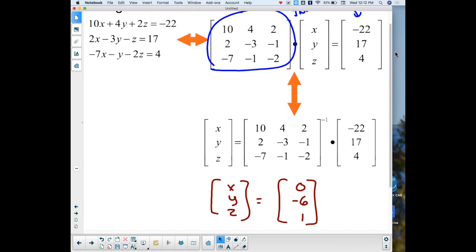So we get, if I'm up here, 0 minus 24 is -24, plus 2 is -22. 0 plus 18 is 18, minus 1 is 17, there's 17. 0 minus -6 is +6, minus 2 is 4, and there's 4. So there's the solution to my system.